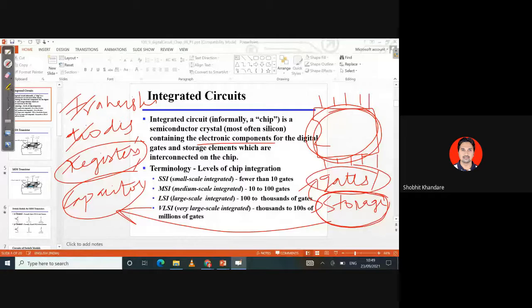Gates means one and off, one and zero. Remember that. Here the transistor is used because it is used as a switch: 1 0 1 0. Diode as a switch: 1 0 1 0. Resistor is used to limit the current and capacitor is used to store the charge, or to store your 1 and 0. Okay, so actually it is like a flip flop. We will study all this in the upcoming lectures.